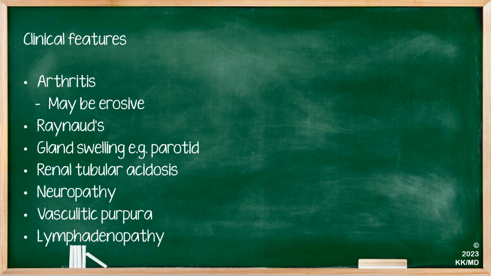People with Sjogren syndrome can have systemic features. They may have an erosive arthritis. They may have Raynaud's syndrome, which is something we've discussed previously in other videos. They may report gland swelling, and a common place for this can be the parotid glands. They may present with a renal tubular acidosis of a type 1 type. They may report neuropathy, particularly a peripheral neuropathy.